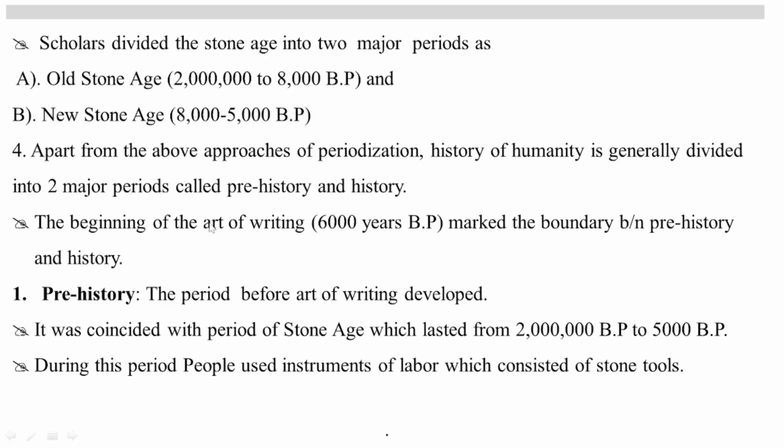6,000, this is before present. What happened during that period? The beginning of the art of writing.